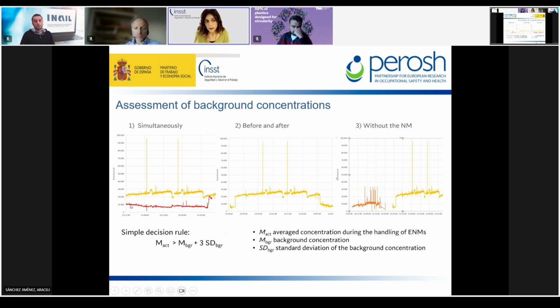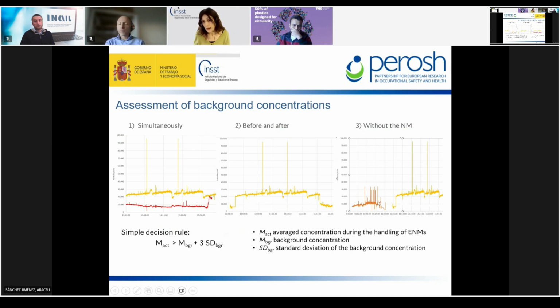For example, here in red, it could be measurements taken in the so-called far field, meaning 1 meter away from the source. And then you measure near to the source in yellow. Obviously, this method requires 2 pieces of equipment, one for the source and one for the far field. But you can also measure before you start handling the nanomaterial and after, and you can use the before and after as your background.